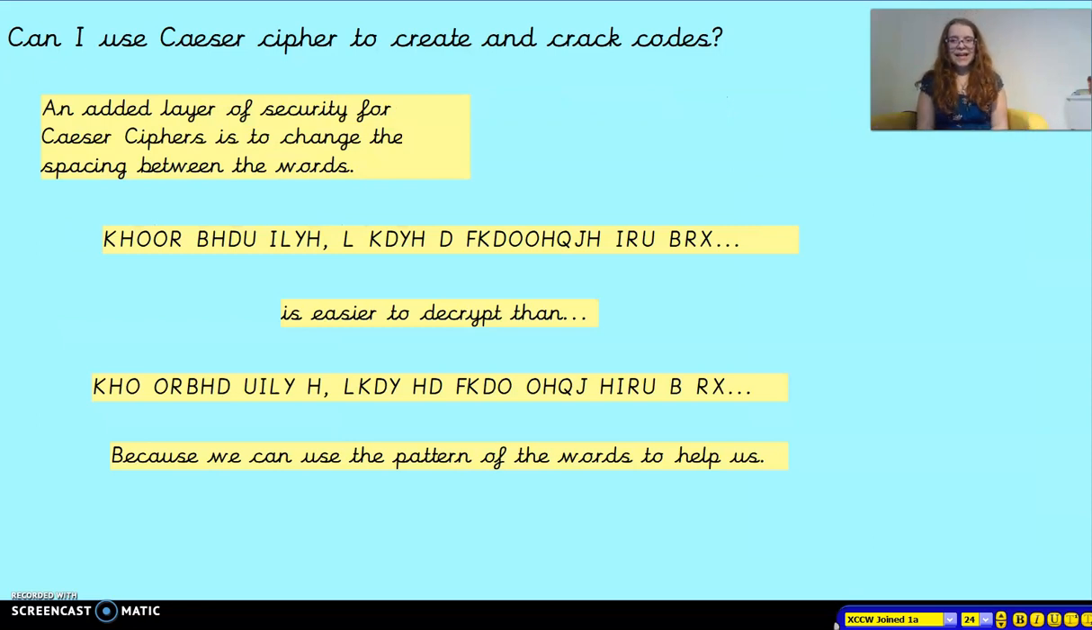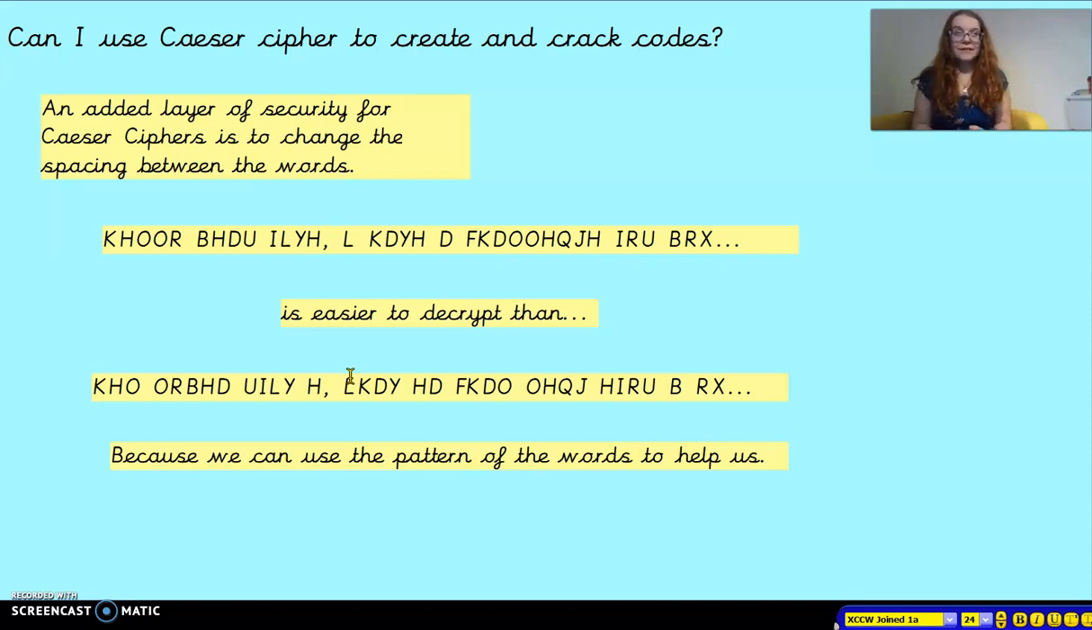Okay, an added layer of security for Caesar ciphers is to change the spacing between the words. Now I've got the exact same message from before, hello year 5, I have a challenge for you. But it's easier for me to decrypt it like this than it is like this, because now I'm looking at this and I don't have my single letter D for A and L for I, and I don't know the spacing of the words. I don't know how long each word is, so it's much trickier for me to guess as I go and speed up that decrypting process because I don't have the patterns of the words.